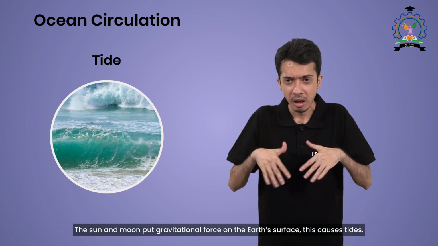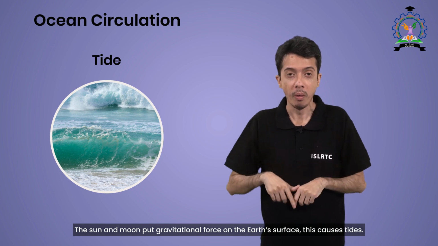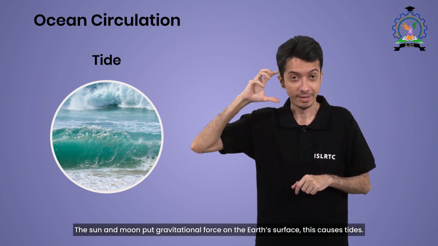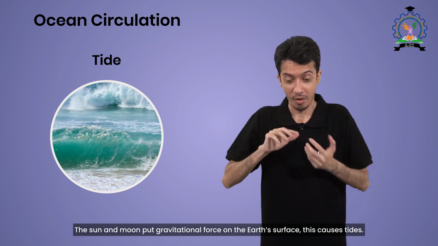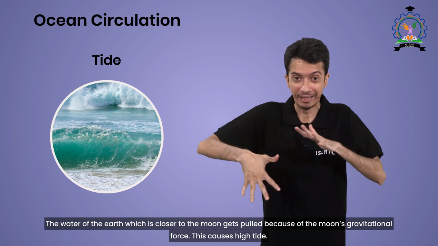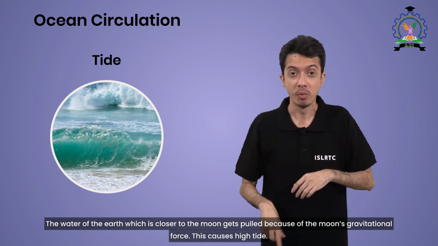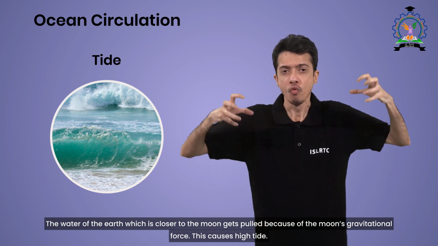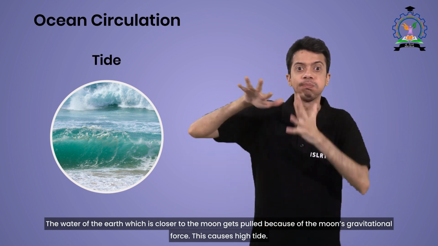The sun and moon put gravitational force on the Earth's surface. This causes tides. The water of the Earth, which is closer to the moon, gets pulled because of the moon's gravitational force. This causes high tide.